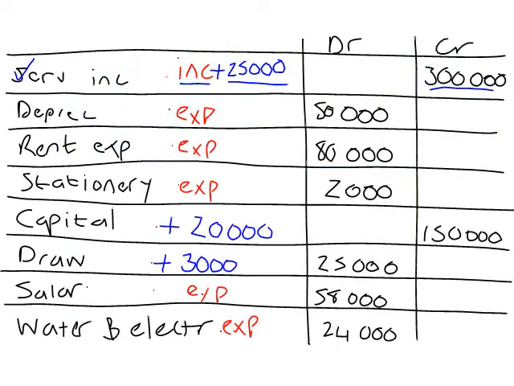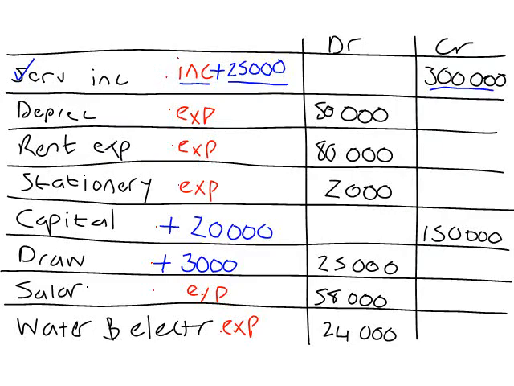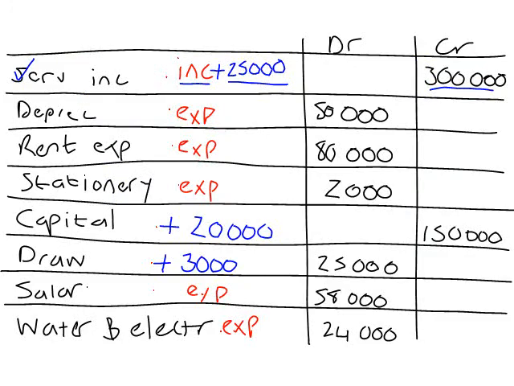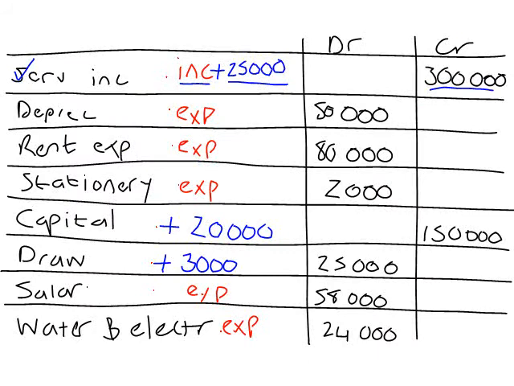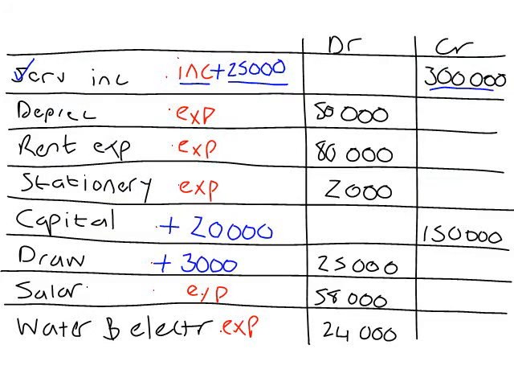The names of these expenses are depreciation, we also have rent expense, furthermore we have stationery, followed by salaries, and we also have water and electricity.